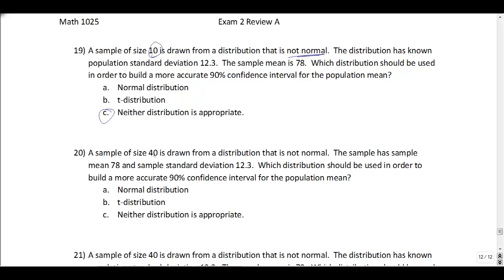Next one. Sample size 40, that's big, is drawn from a distribution that is not normal. So non-normal, but big enough that the central limit theorem is going to tell us our sampling distribution is essentially a normal distribution. Our sample has a sample mean, 78, and sample standard deviation, 12.3. So everything works, and we have a sample standard deviation. That means we're going to use the t distribution.